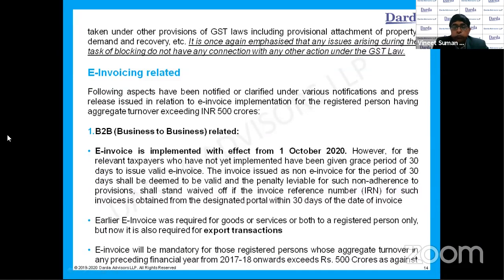Another aspect which is very important: you will not see the turnover only of this year. Turnover of 17, 18 and onwards. If you're crossing 500 crore in any such year, you are liable to have the e-invoice. You cannot take the situation of the epidemic, saying my turnover is low so I will not issue. You are still liable to have it.